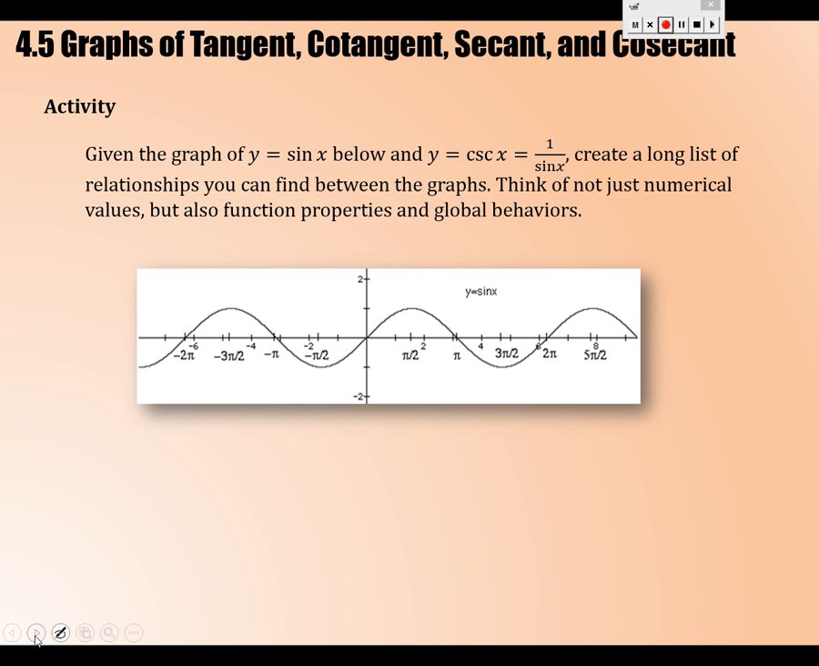Give me another 60 seconds here. Again, I want to push you. Think about asymptotic behavior. Think about increasing, decreasing behavior. Think about symmetry. Think about continuity. Everything you know. Everything's on the table.